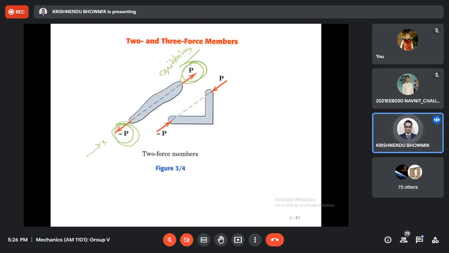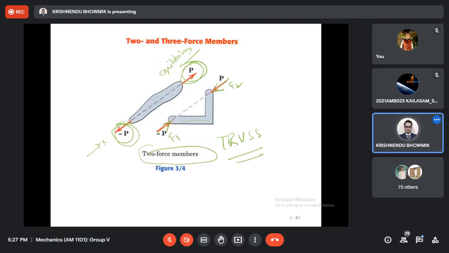Say this is the structure and only two forces have been applied at these two places, and it is told that it is in equilibrium. Then definitely these forces, if this is F1 and this is F2, must have the same magnitude, opposite directions, and they should be collinear. This type of problem we call a two force system. Truss is a two force system. I will explain after 2-3 classes.